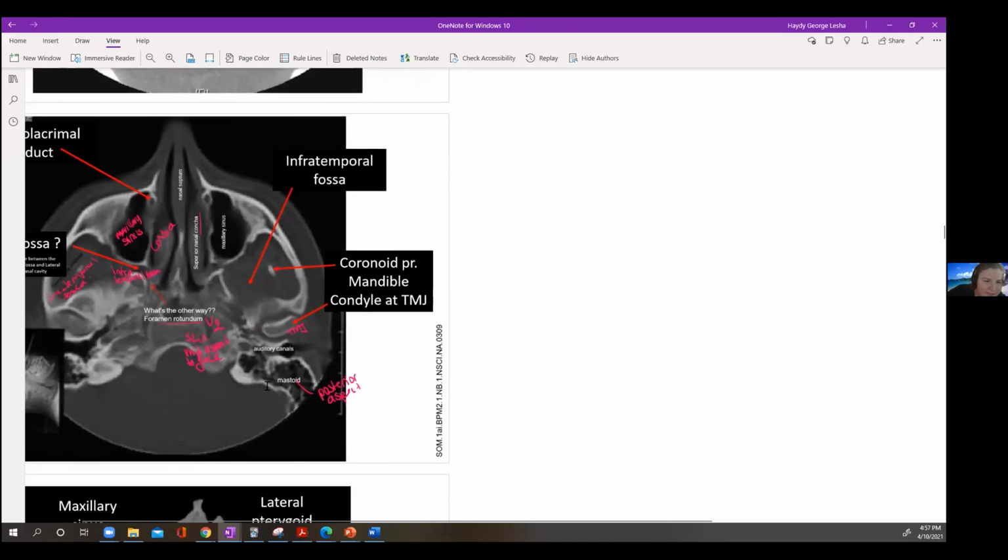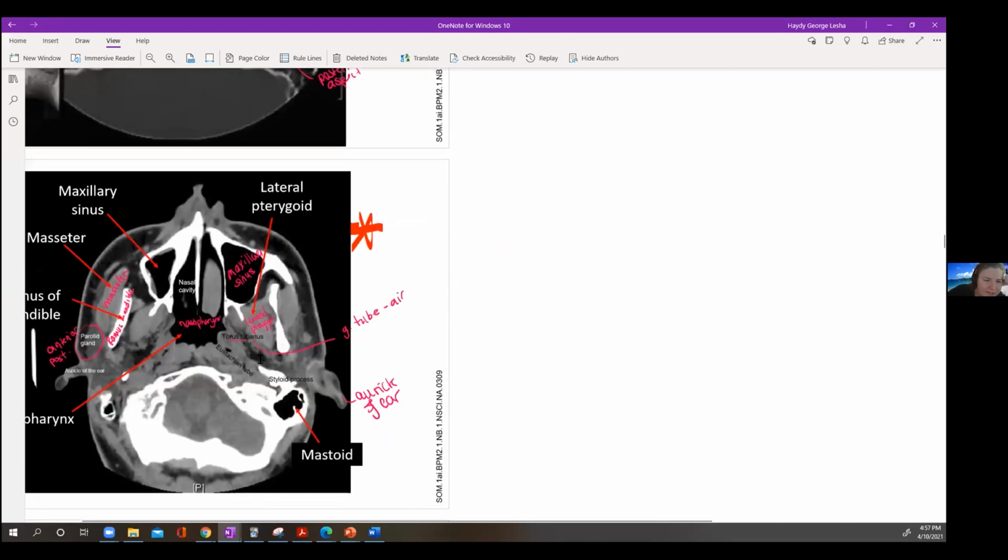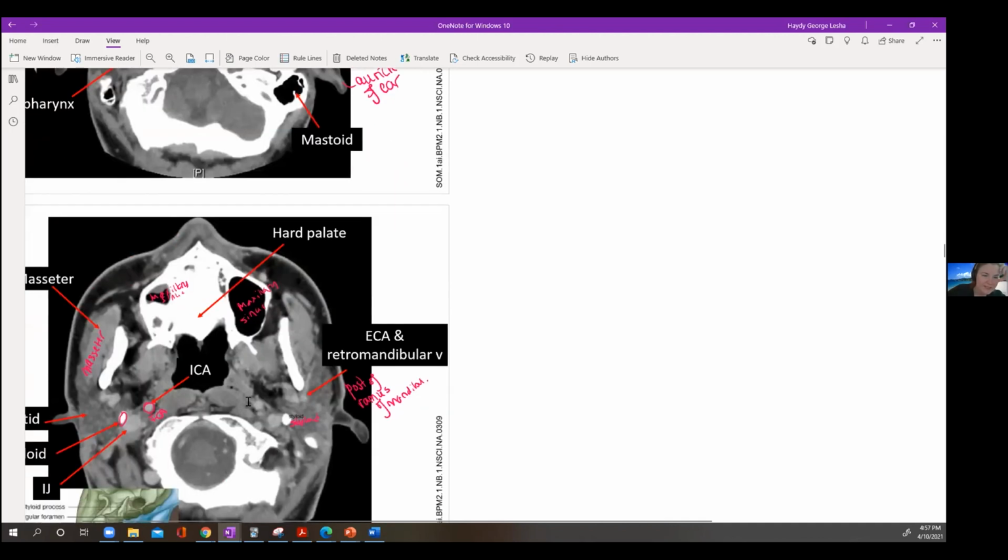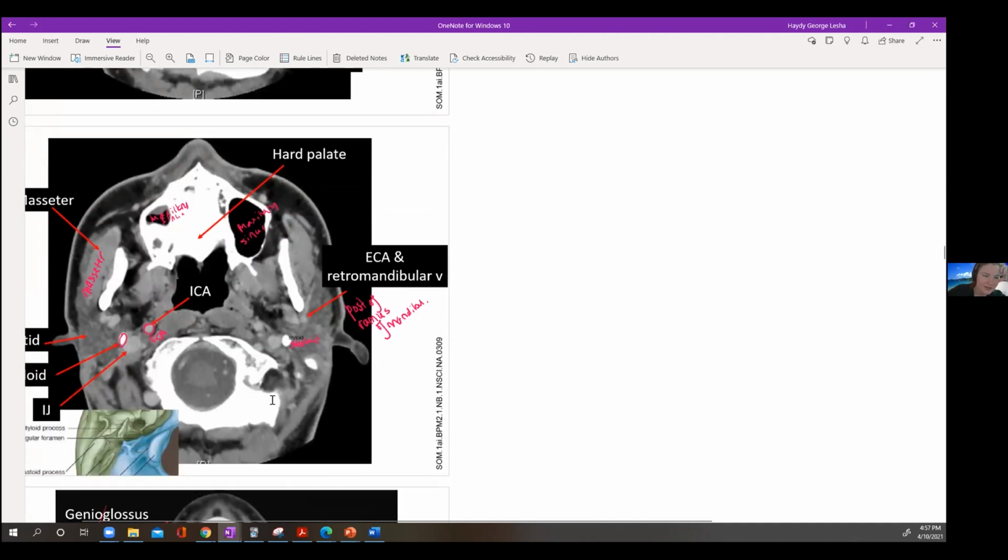Let's see, the sinuses. I don't think this view is important, honestly. This, again, oh, masseter, no masseter on this one. Lateral pterygoid, medial pterygoid. Yeah, know that. This is another big picture I would study and make sure that you can identify.